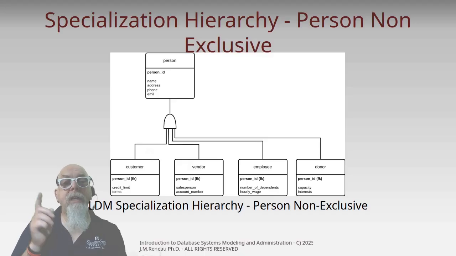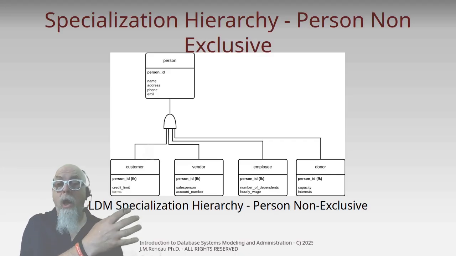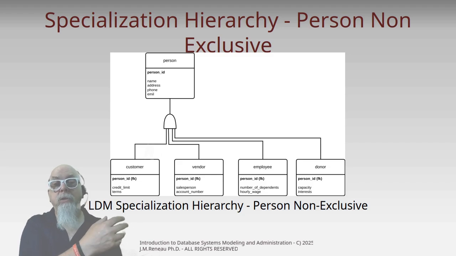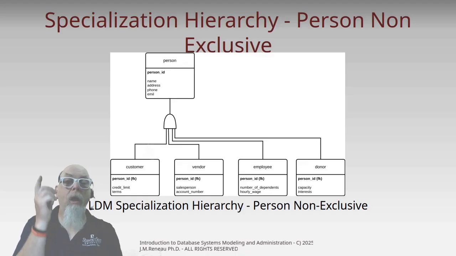You can also see that the primary key of the one table, the primary key of the person table, is also a foreign key on the customer table, and attributes that deal with the customer are in the customer table, but the attributes that deal with the person as a whole, the common attributes across all of the specializations, are all up in the parent entity.